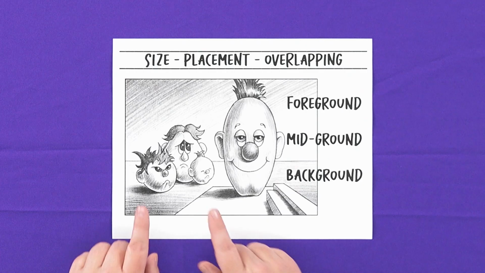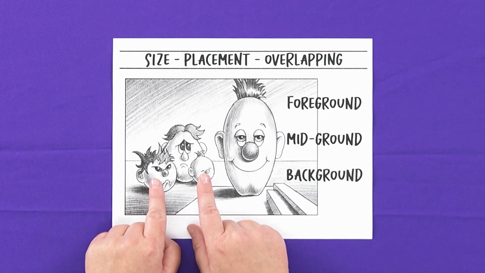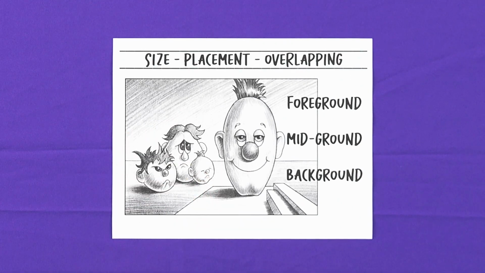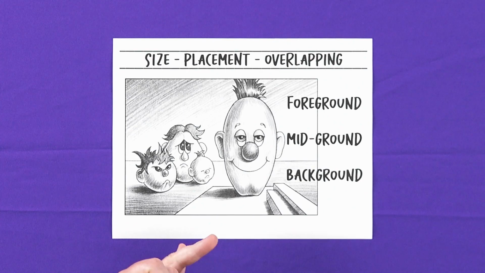Overlapping refers to putting one object in front of another object. The object that is placed in front will be closer, and the object that is behind will be in the back. You can see evidence of overlapping in this example with these 2 smaller figures overlapping this more medium-sized one. These 3 ways to create a sense of space or depth on your paper also set up the 3 spatial areas: the foreground, the midground, and the background.